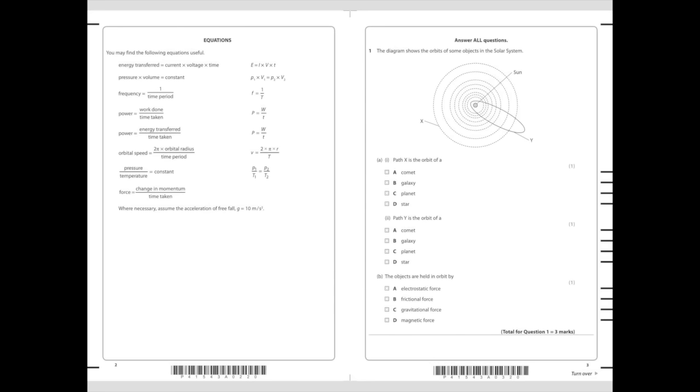Path Y is the orbit of a, so we've got an extremely elliptical or oval orbit, which sometimes takes the object close to the sun and other times takes it really far away, and this is characteristic of a comet. And the objects are held in orbit by, remember this is gravitational force, which is option C.